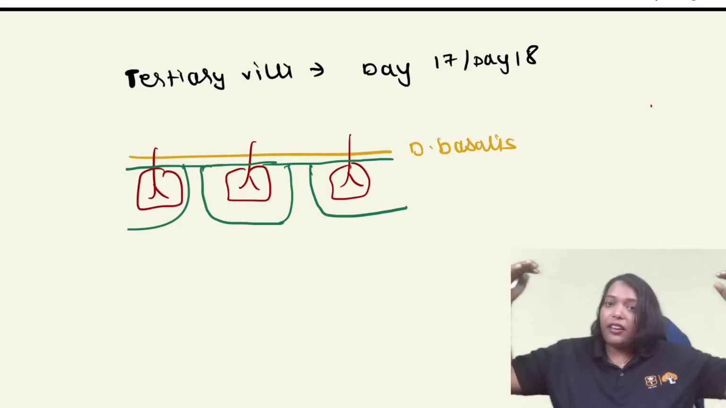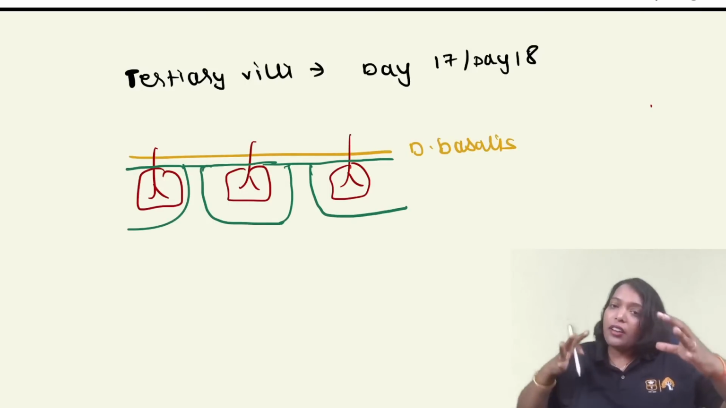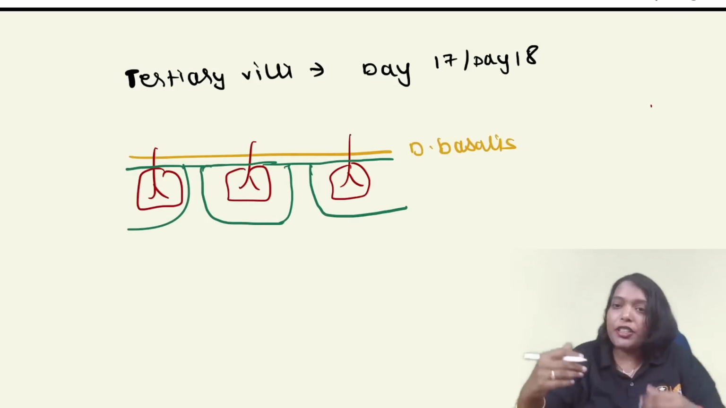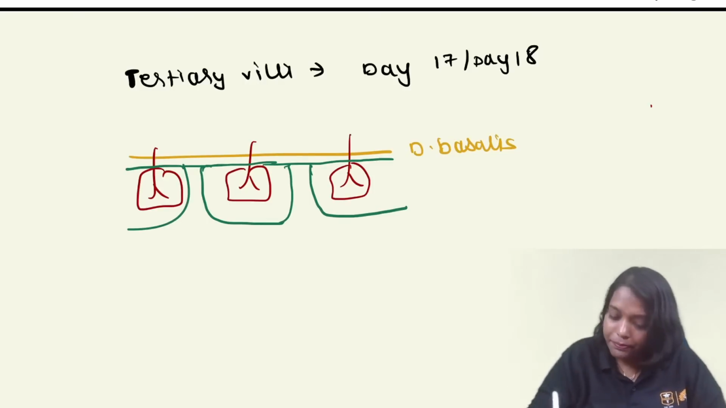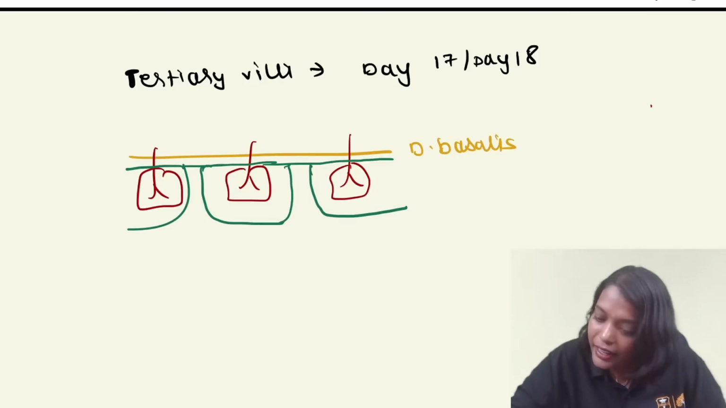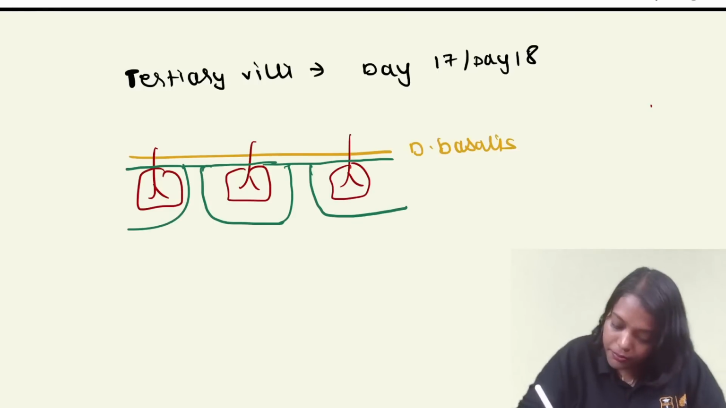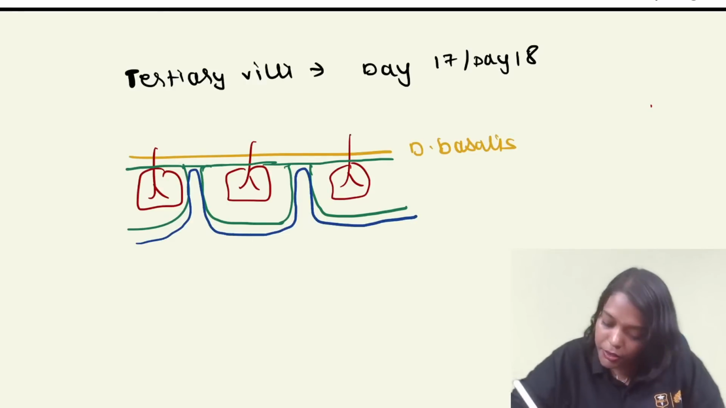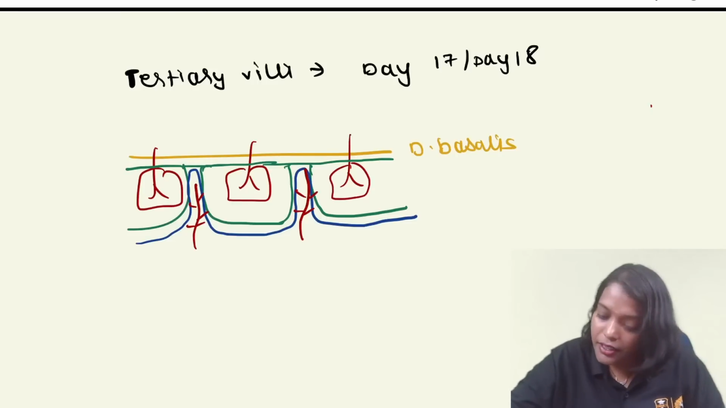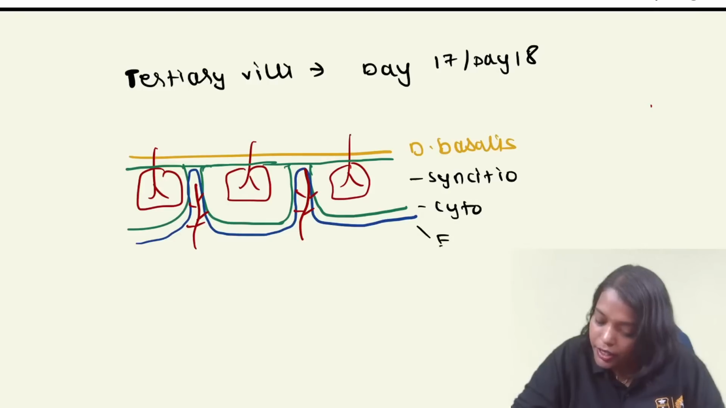One lining preventing these finger-like projections from going beyond. Okay. And then we had the extraembryonic mesoderm. Now into this extraembryonic mesoderm, fetal capillaries will enter. And this is the placenta, right? So let's write the names. Syncytio, cyto, extraembryonic mesoderm, and fetal capillaries.